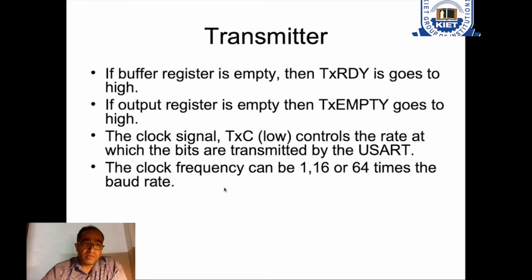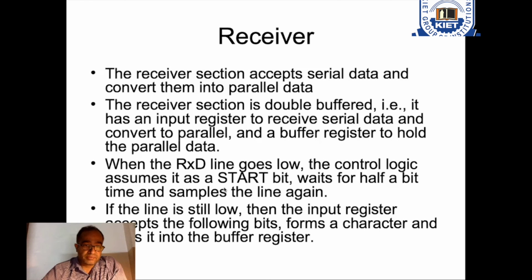For example, if the buffer is empty, then TXRDY goes high, and if the output register is empty, then TXEMPTY goes high. The clock signal controls the rate at which the bits are transmitted by the 8251. The clock frequency can be 1, 16, or 64 times the baud rate.